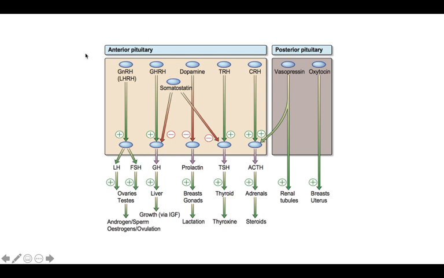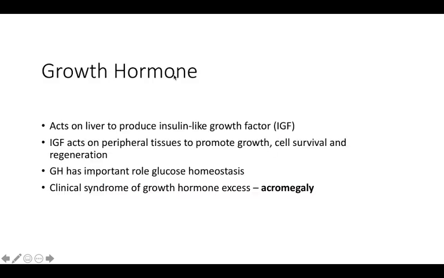Just as a note, from now we'll be discussing hormones mostly secreted by the anterior pituitary. The main focus of this lecture will be on growth hormone and prolactin, and we'll later discuss ACTH secretion. So growth hormone acts on the liver to produce insulin-like growth factor. Insulin-like growth factor is the main proxy of growth hormone and acts on peripheral tissues to promote growth, cell survival, and cell regeneration. Growth hormone itself also has an important action in the maintenance of glucose homeostasis.